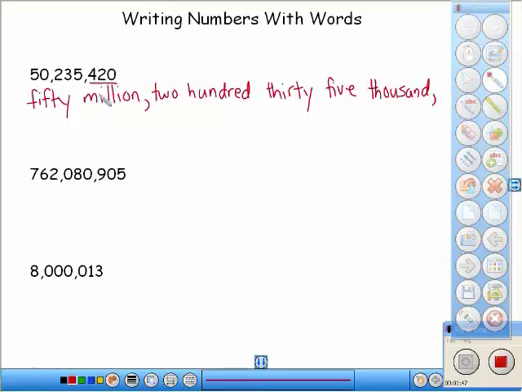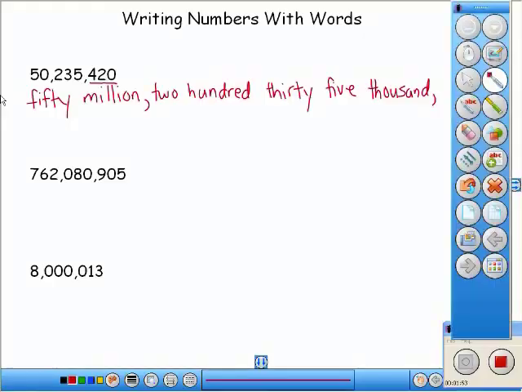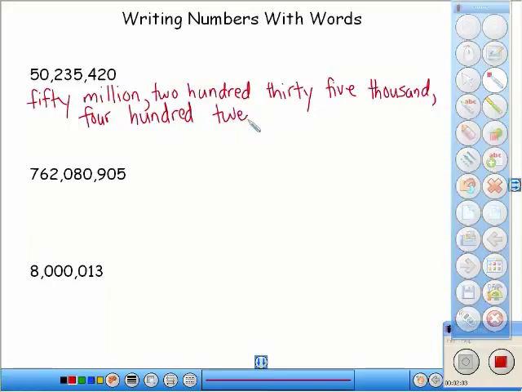How do you say that number there? 420. So we're then going to write 420. Notice which word did I not write? I did not write the word and. Remember, we only write the word and or say the word and when you have a decimal. Never say and unless there's a decimal.